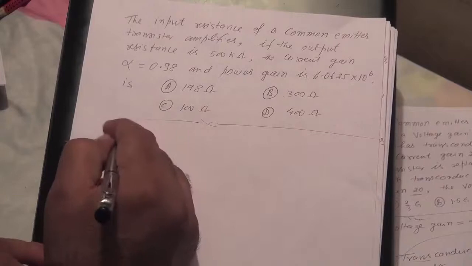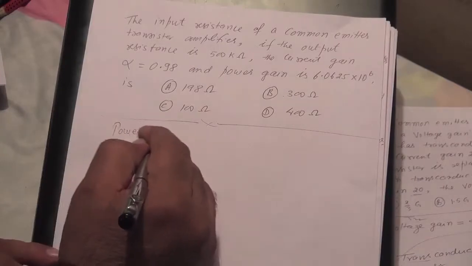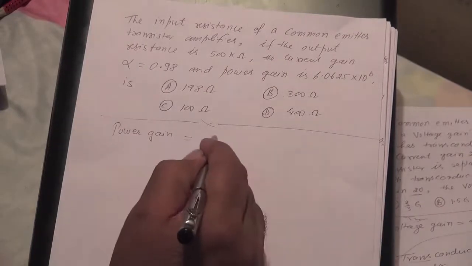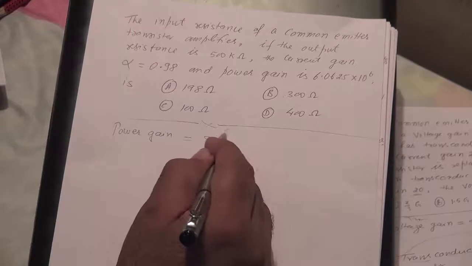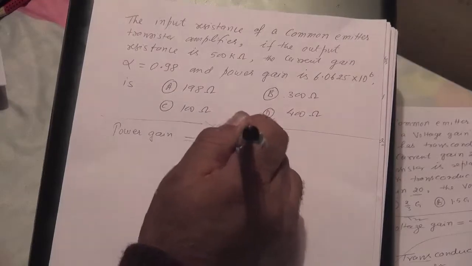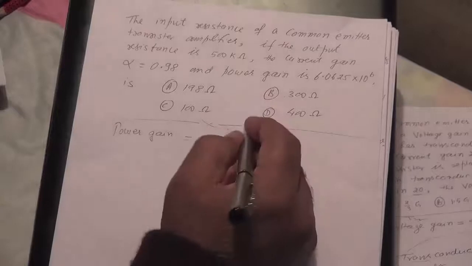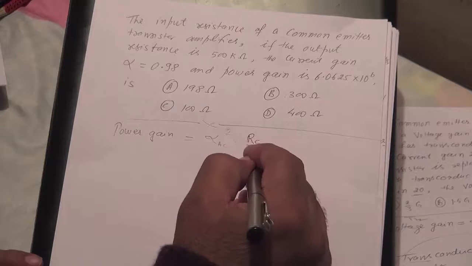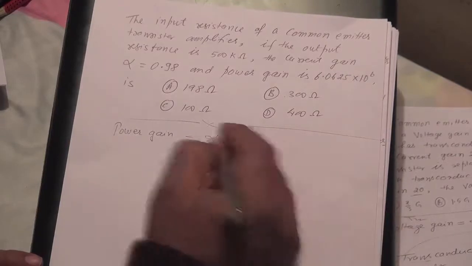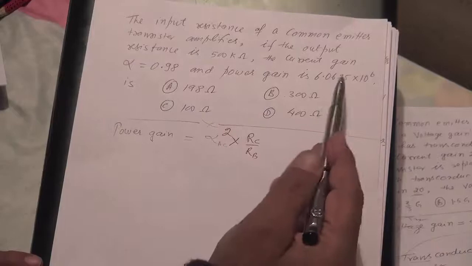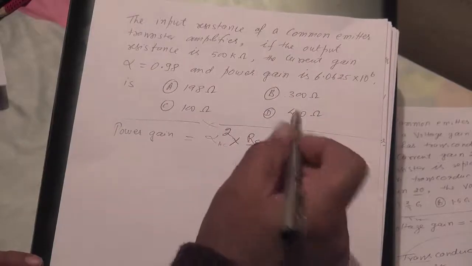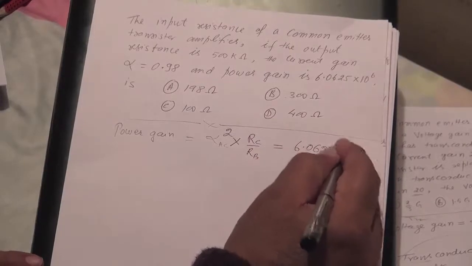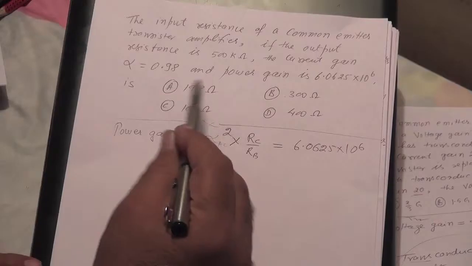Power gain. What is the formula of power gain? Power gain is equal to alpha AC square multiplied by resistance gain, that is, resistance gain, Ri upon Rb. This is power gain. Okay. How much is it given to us? 6.0625 into 10 to the power 6.